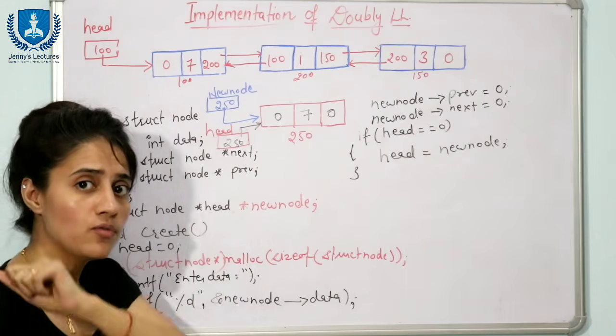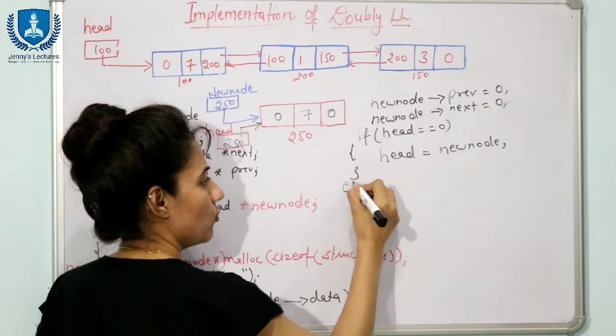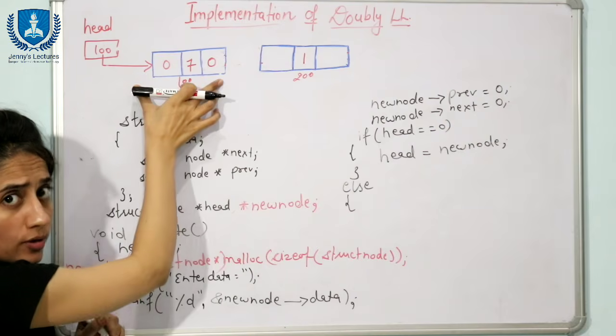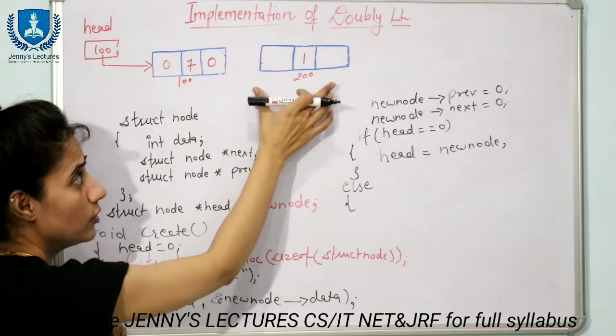So in that case, how will you insert? In the else part, what will you write? See, in the linked list I have only one node inserted. Now I want to insert another node.